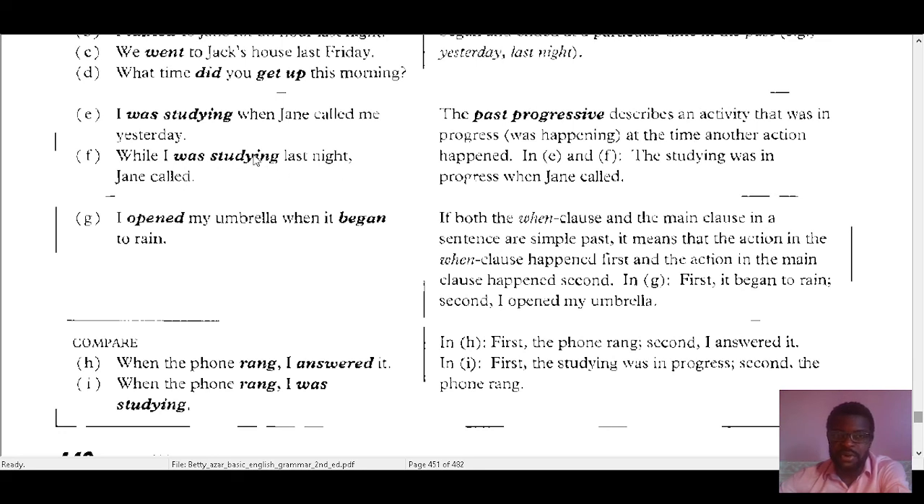This one was in progress before this one started. It was going on before Jane called. So this one is past progressive, and what supersedes that is simple past.